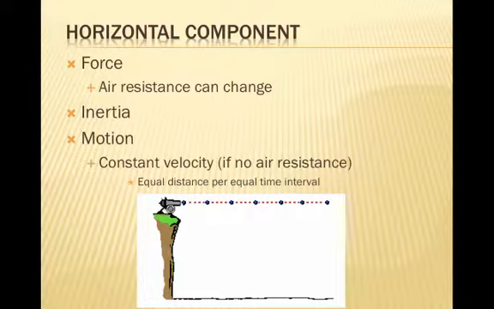So the motion that the horizontal component has is a constant velocity, which means it covers equal distances per equal time interval. Again, this is only true if there's no air resistance, and all of our problems will have no air resistance because that's where we're going to be at this level.